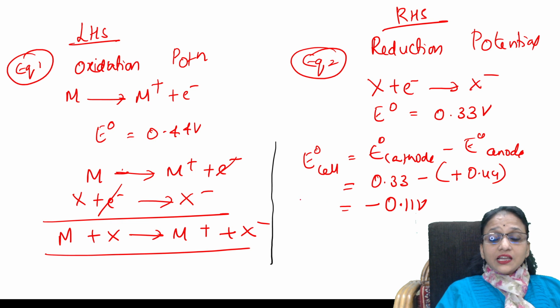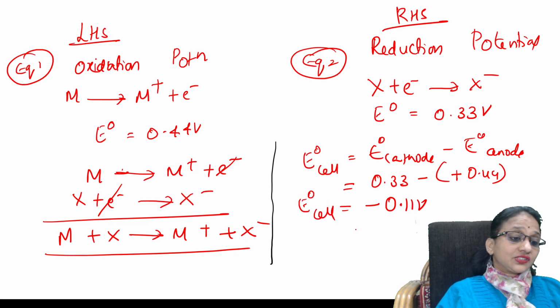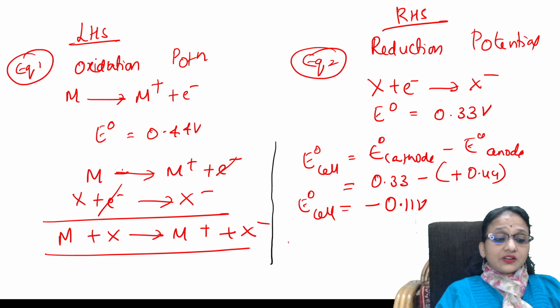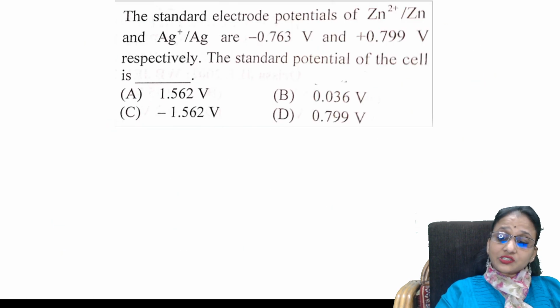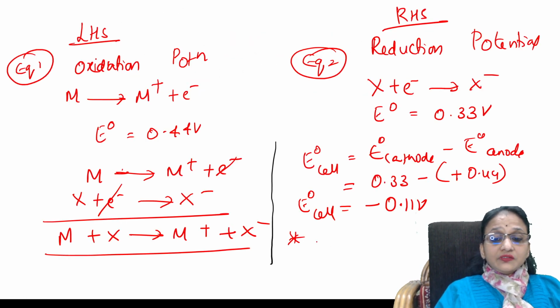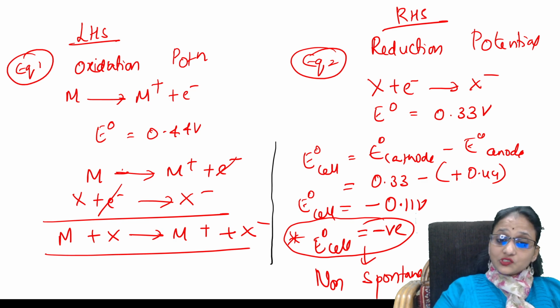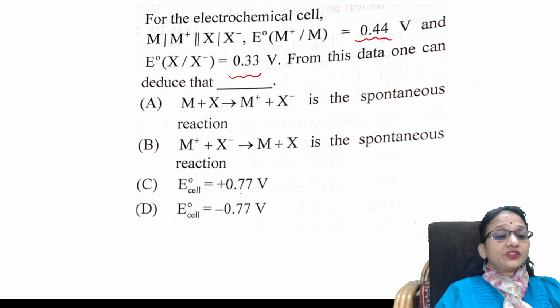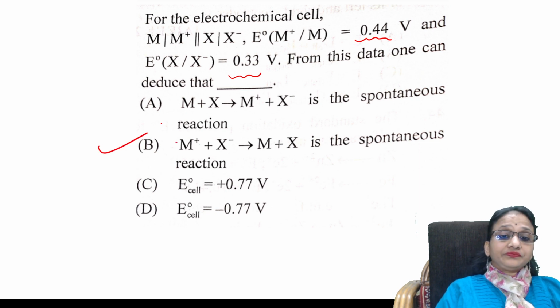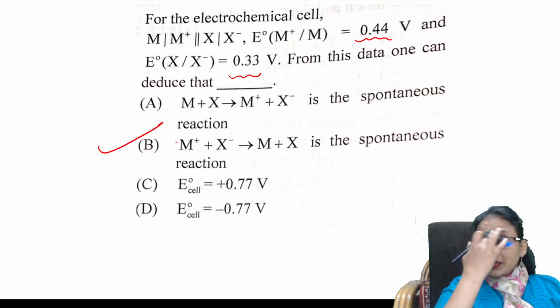Okay. Now, I have got E naught cell value as negative. Remember this, students, whenever your E naught cell value is negative, it means the cell reaction is non-spontaneous. It will not happen. So what should we do? Let us go back to the options and mark it. Which option is it, students? It is B, non-spontaneous reaction.